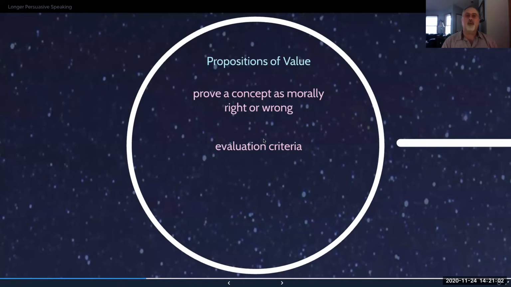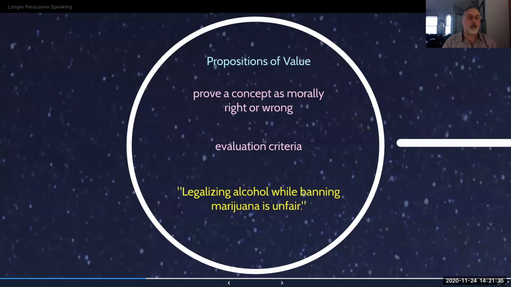So you have to establish the evaluation criteria of good or bad, which is way different than fact. Fact is true or false. The evidence will usually support that. But in this one, now you've got people's ethical beliefs in it, and you've got their moral standings involved, and you have to convince them that this is good and this is bad, and you have to convince them where the line is. So you not only are proving your point, but you're proving where is the true value of something. So in this case, legalizing alcohol while banning marijuana is unfair. That's a value statement.